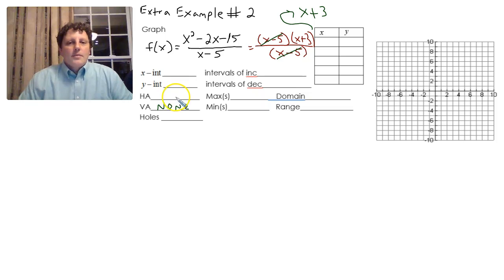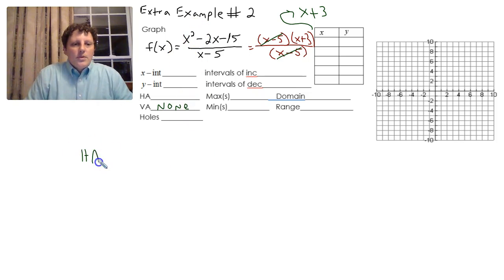For the horizontal asymptote, we're supposed to check the degree in the top. The degree in the top is 2, and 2 is greater than 1, the degree in the denominator. Well, remember, this is the type of problem where there is no horizontal asymptote.